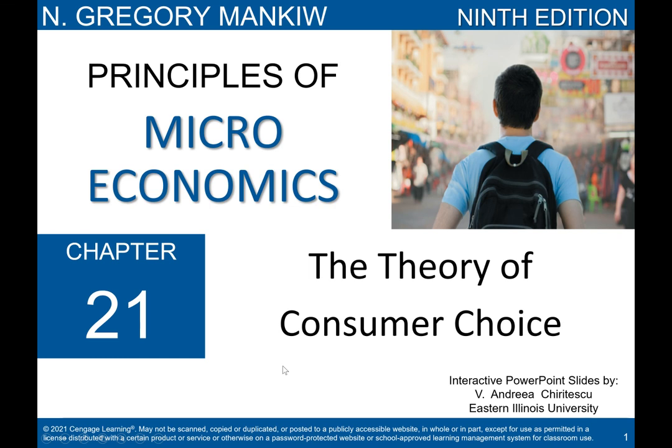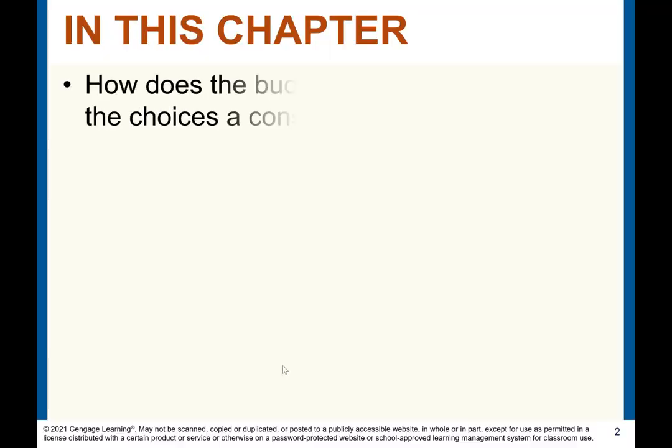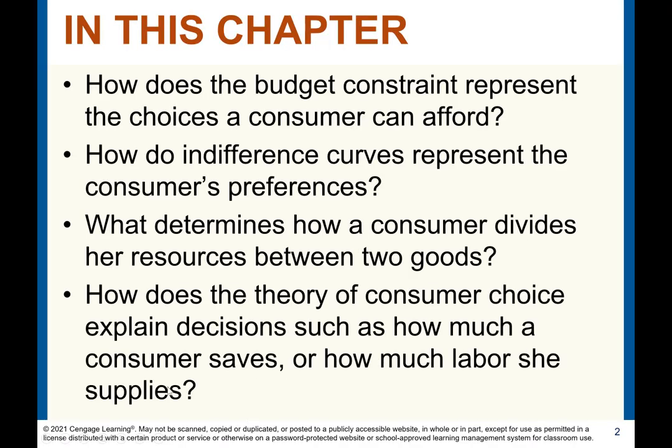Chapter 21: The Theory of Consumer Choice. In this chapter, these are the questions we seek answers to. How does the budget constraint represent the choices a consumer can afford? How do indifference curves represent the consumer's preferences? What determines how a consumer divides her resources between two goods?